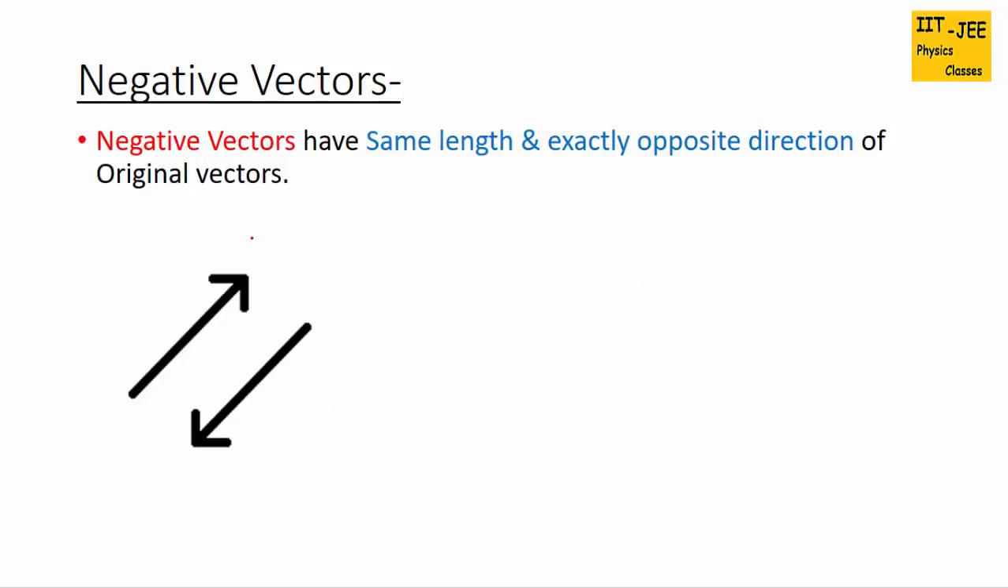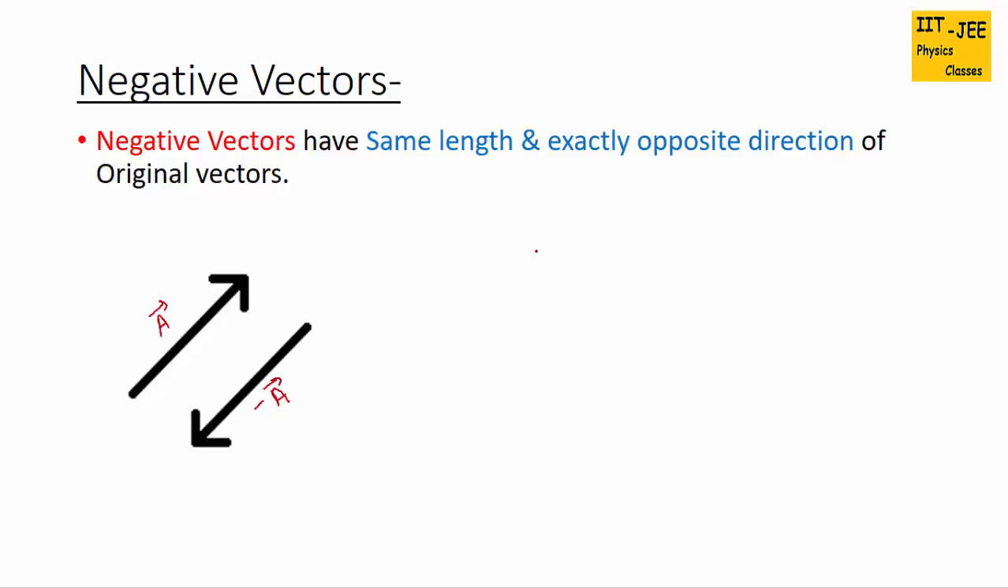Negative vectors. Negative vectors have same length and exactly opposite direction of original vectors. Suppose we have this vector A and we have to draw negative vector of A, that means minus A. So for that we will draw a parallel vector to A of the same length but the opposite direction. So this would be the negative vector A.